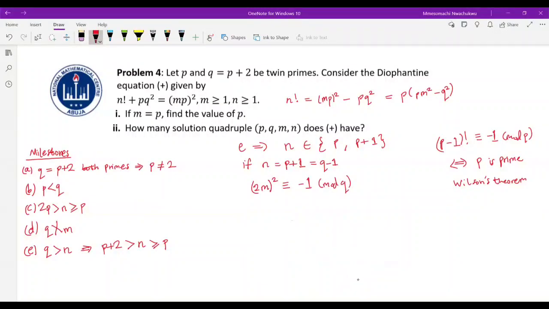So what does that imply? It's well known that if we have x squared congruent to minus 1 mod p, where x is an integer and p is prime, then p is congruent to 1 mod 4.